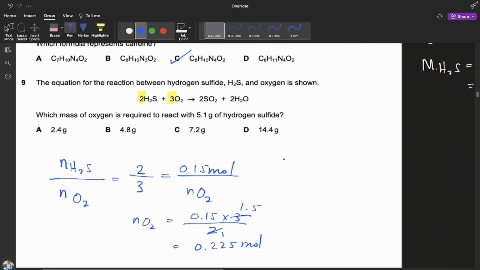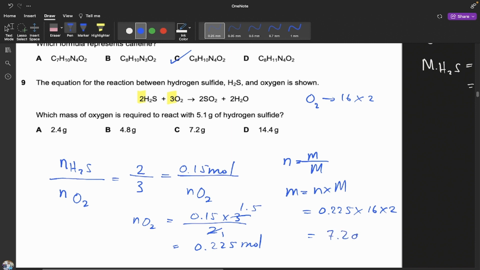You know the equation, moles equals mass over molar mass. We need mass. That means moles can be multiplied by the molar mass. The number of moles is 0.225. Molar mass of O2 is 16 times 2, because for 1 oxygen it is 16, there are 2, so we multiply by 2. So if you do this, you will get 7.2 grams. So the answer is C.